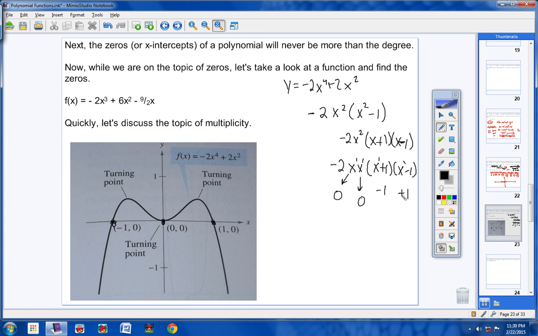Now, what's the multiplicity of my 1? Well, there's just one of them. That's odd, so it goes through the axis. What's the multiplicity of my negative 1? Well, there's just one of them, so the multiplicity of my negative 1 is 1. That's odd, so that means it's going to go through the graph at negative 1. What's the multiplicity of my zeros? Well, there's 2 of them. That's even, so notice how it hits the graph here and then goes back up again, okay? Alright, that's what we're talking about when we say multiplicity.